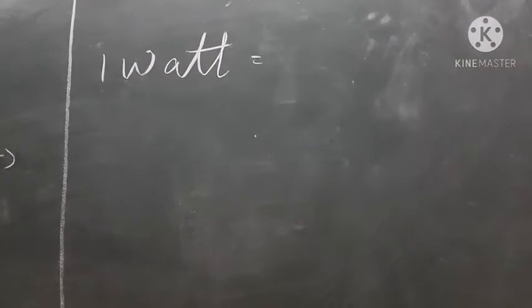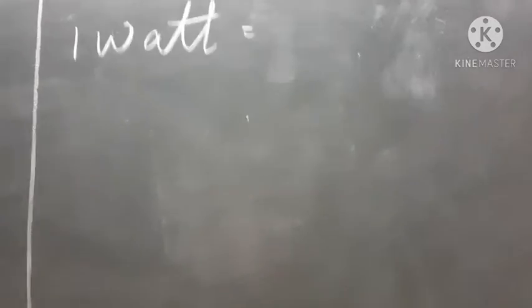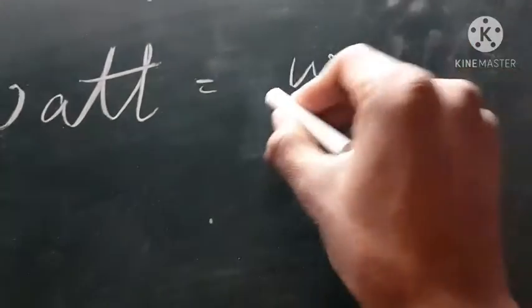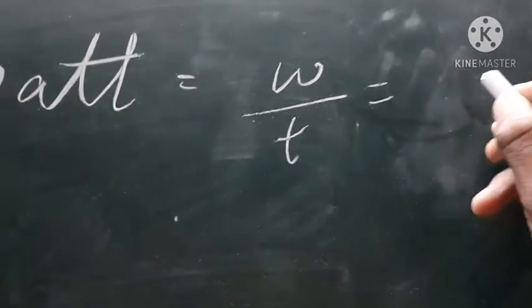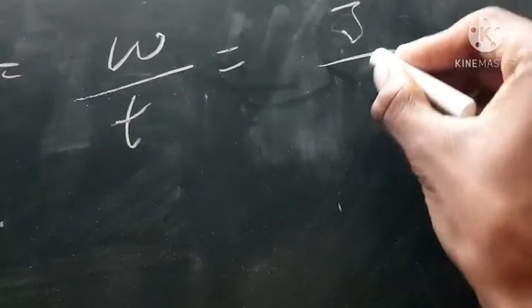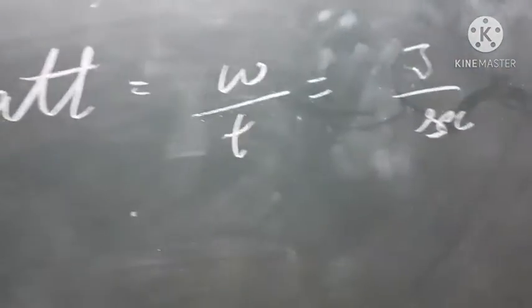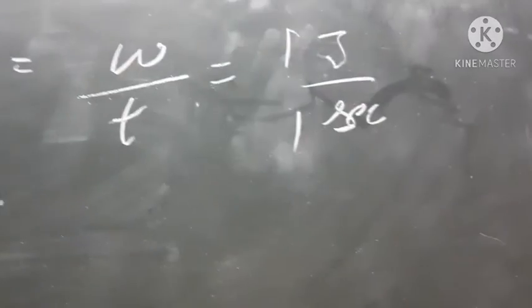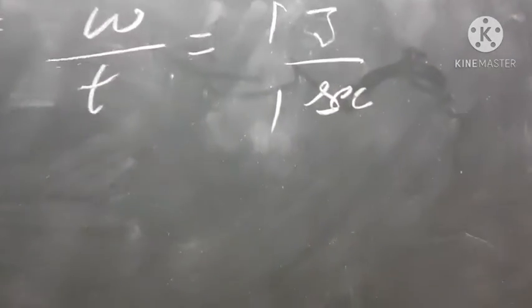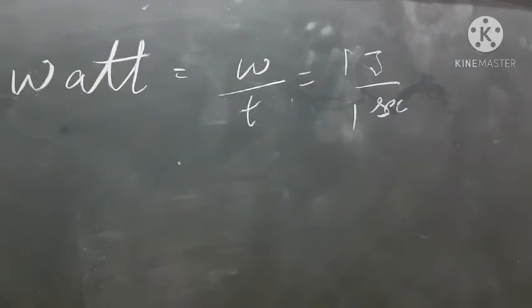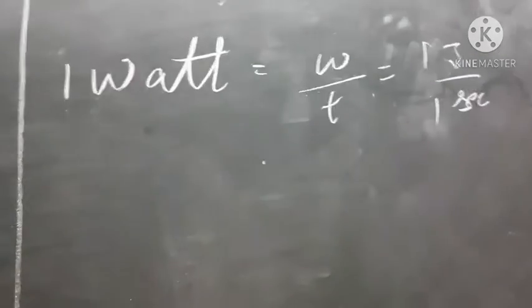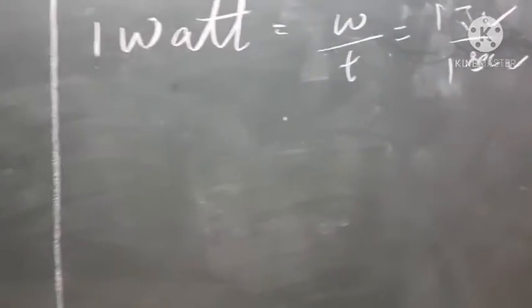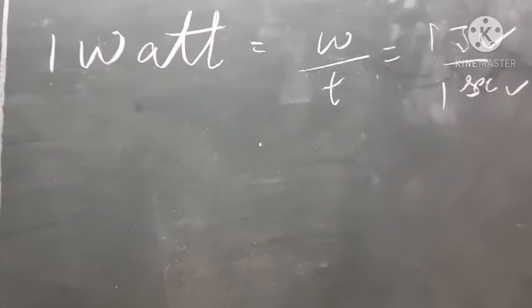Now if a question arises, what do you mean by 1 watt? As we know, watt is the unit of power, and power is equal to work done upon time. Work done has the unit joule and time has the unit second. So 1 watt will be equal to 1 joule per 1 second. Now how can we define it? We can define it like this: power of an appliance is said to be 1 watt if it does 1 joule of work in 1 second of time. So 1 watt means 1 joule of work done is happening in 1 second.